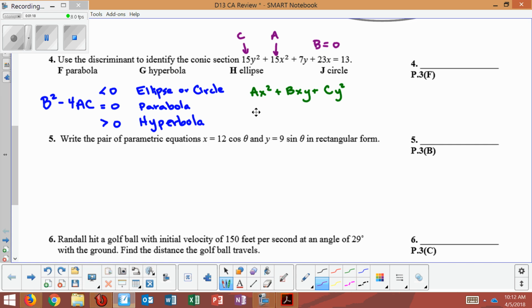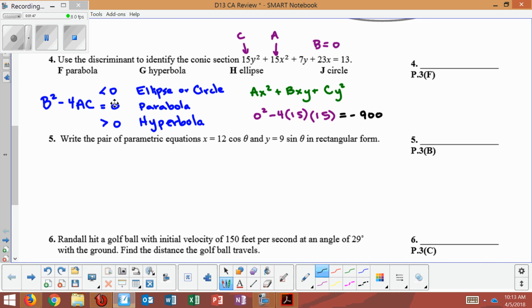So you plug it into the formula. So we would have, when we plug in here, 0 squared minus 4 times A, which we said is 15, times C, which is also 15. 15 times 15 is 225. So negative 4 times 225, which would be negative 900. All that equals negative 900. You can check that with the calculator, but either way, we can see this is definitely negative.